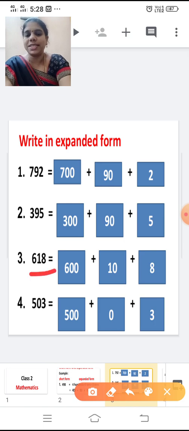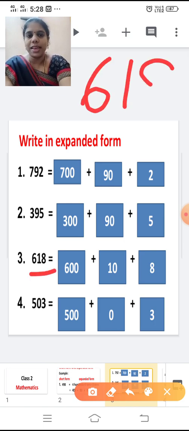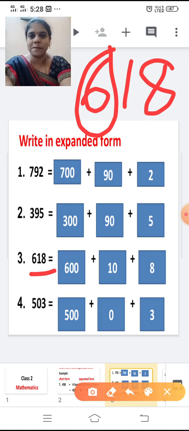Third one, 618. This we are going to write in the expanded form. Now tell me, 6 is in which place? 8 is in the ones place, 1 in the tens place, and 6 is in the hundreds place, right? So 6 into 100, 600. Very good.